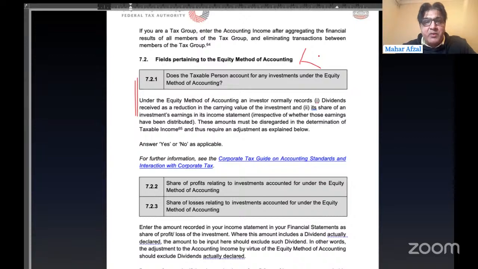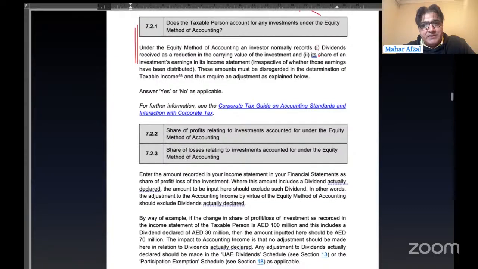We know that there are conditions: 5% minimum, minimum holding 12 months, then the investment we have to make. There are 4 or 5 conditions. Just look into those conditions, please.